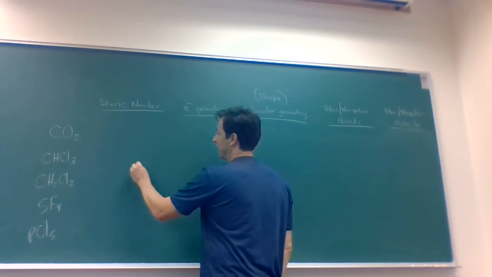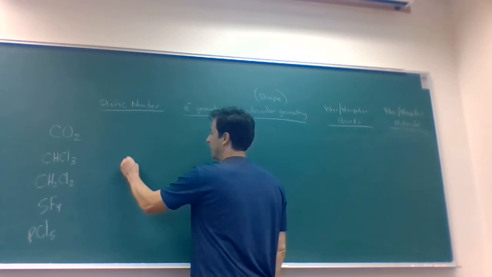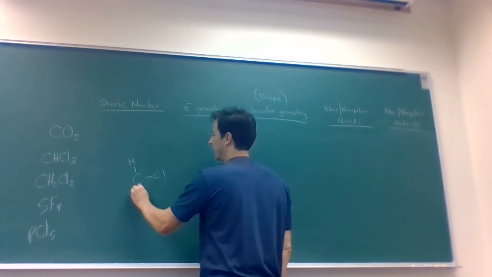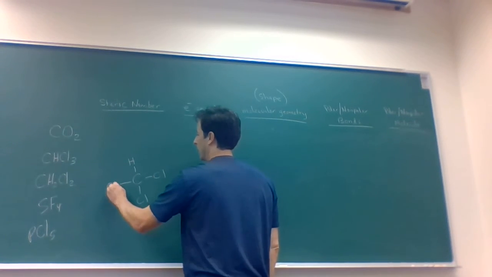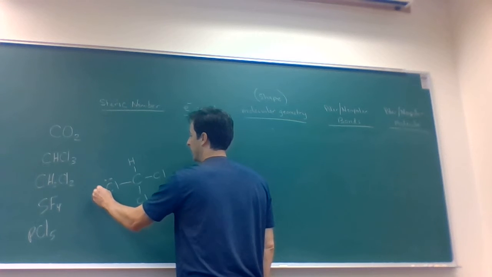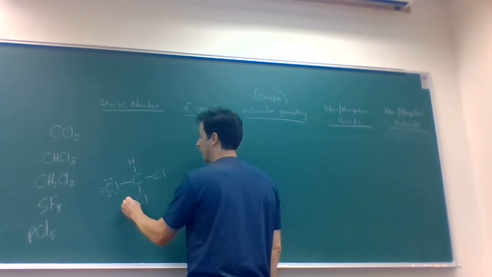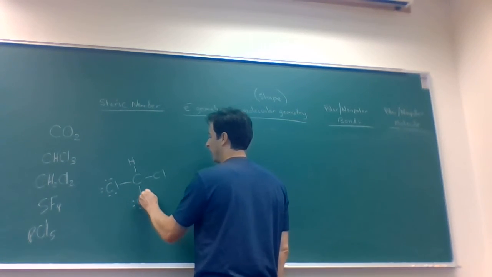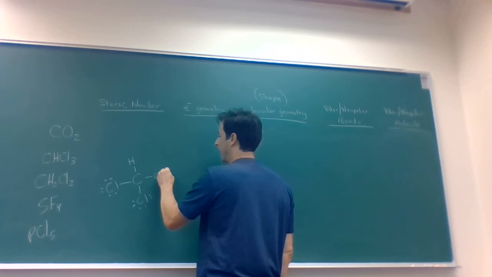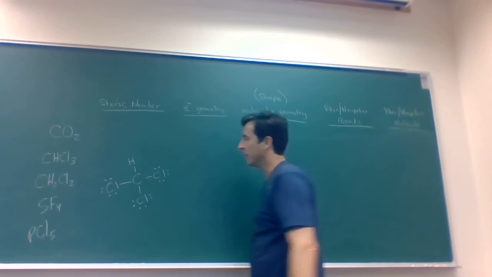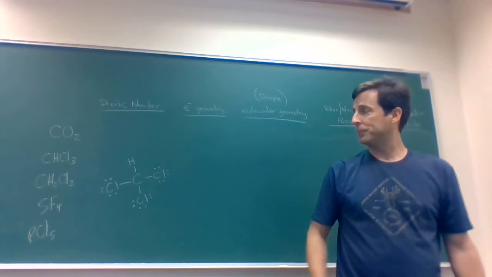So I've got a carbon, 1 hydrogen, and 3 chlorines. And of course, all my chlorines should have 3 lone pairs. On the test, if you leave off lone pairs, you will get counted off. So that's my Lewis dot structure.